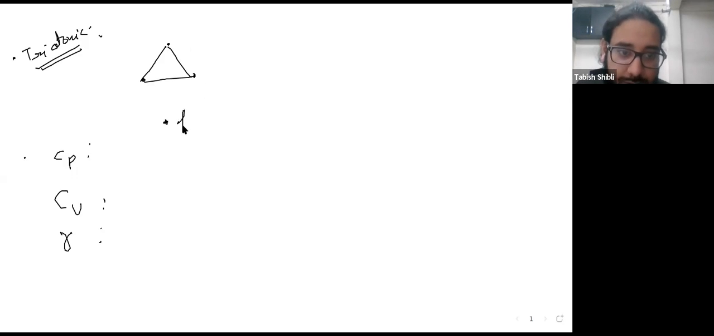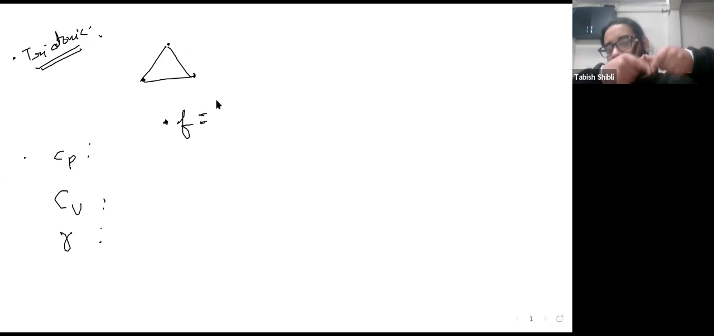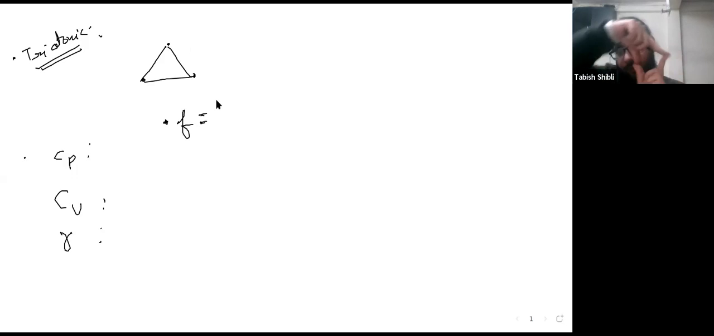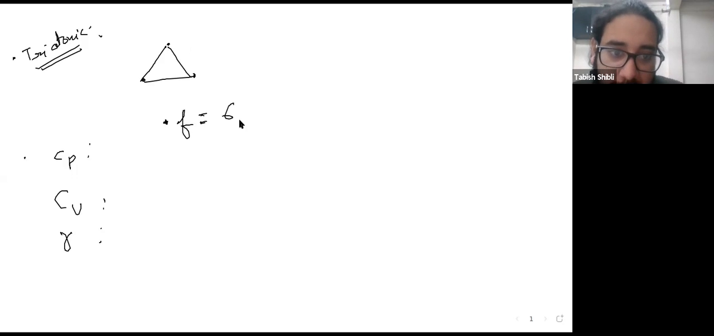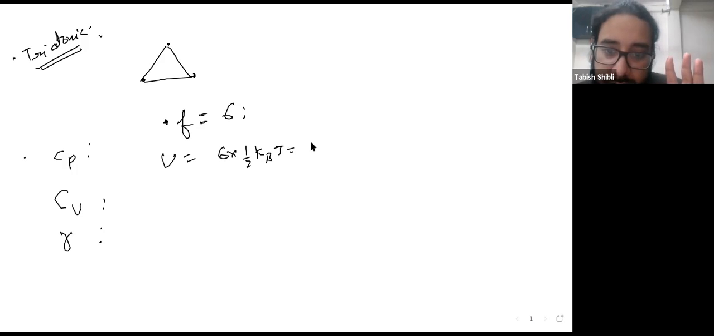Okay, so what are the degrees of freedom? Well, you can translate this in three directions, so three translations and three rotations. You can rotate it about this axis, about this axis, and about this axis also. So there are six degrees of freedom, and all of these are kinetic energy. There is no potential energy in this. So what's U? 6 into half kBT. U for one molecule is 3 kBT.